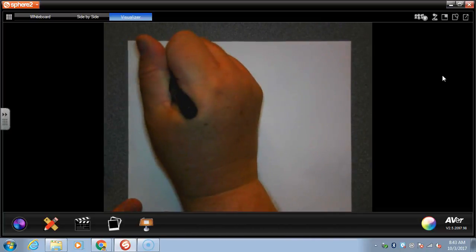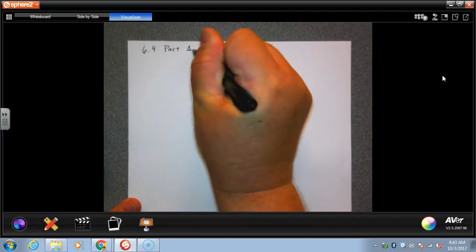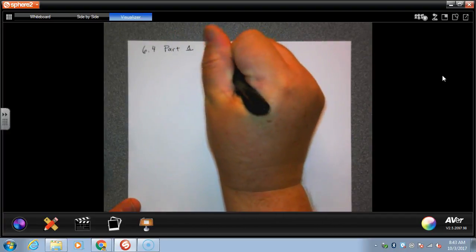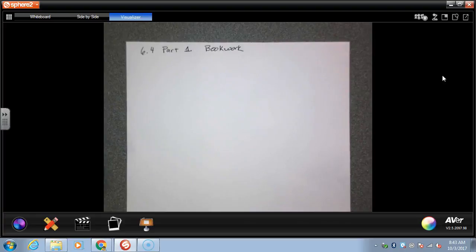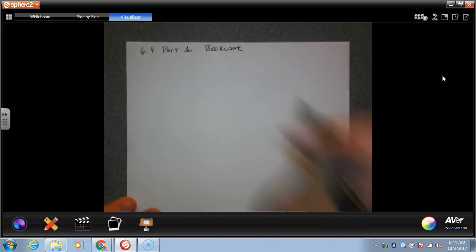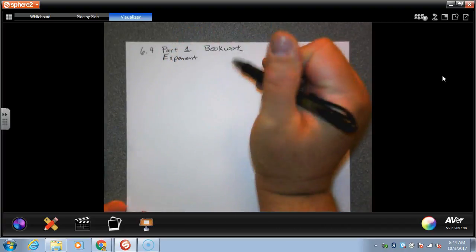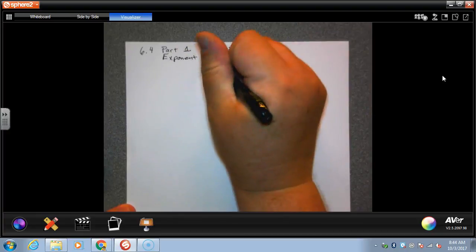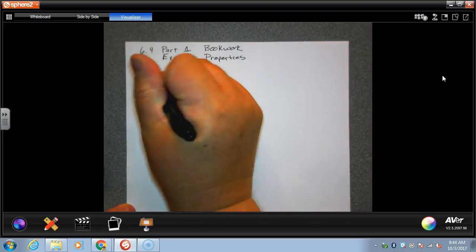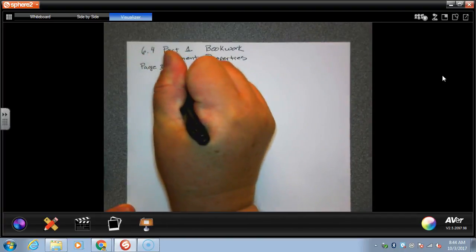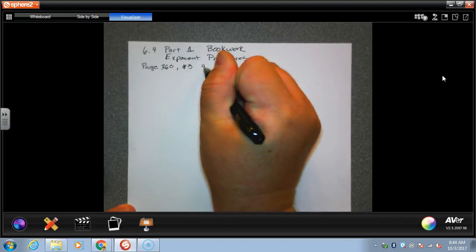This was what, 6.4 part 1 bookwork? And this was working with exponent properties, right? Yeah, it was pretty short. There weren't that many. It was page 360. Let's see, numbers 9.